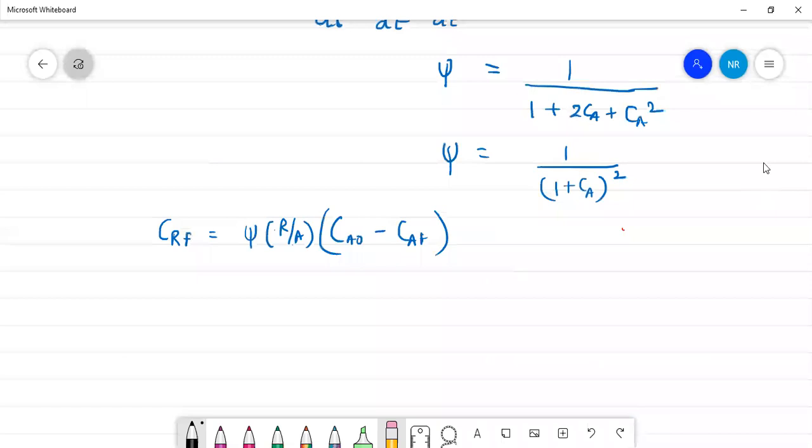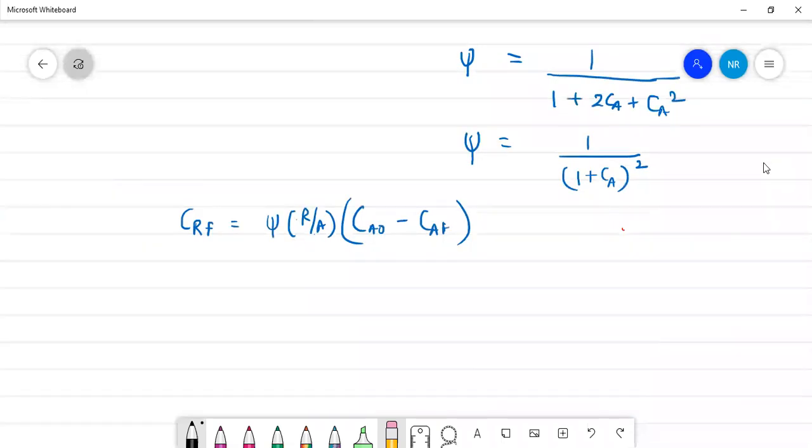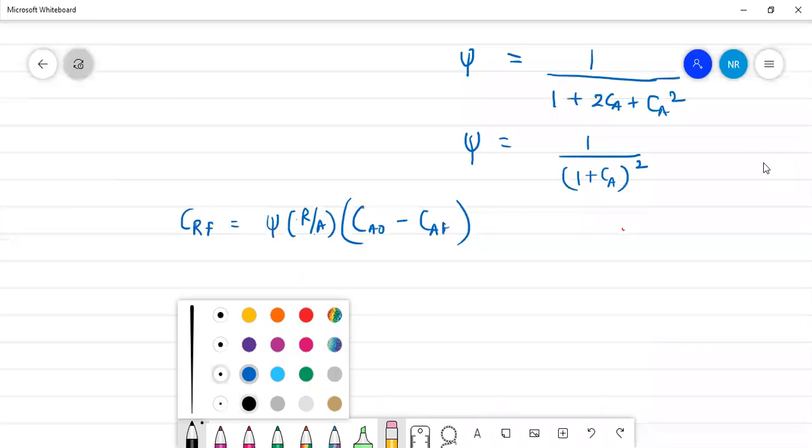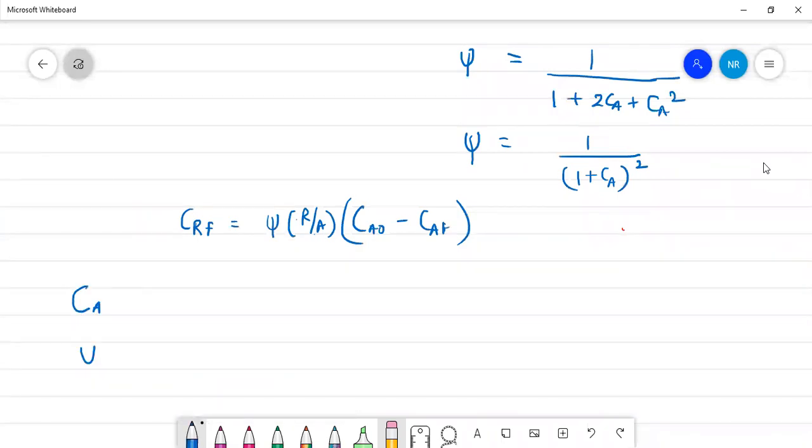So what should I do? I have to put different values of CA. Once I put different values of CA, I am getting different values of psi. So we can put maximum CA0 is 2, and we start from 2 to 0. Now we have to decide how many values, what duration we have to take.